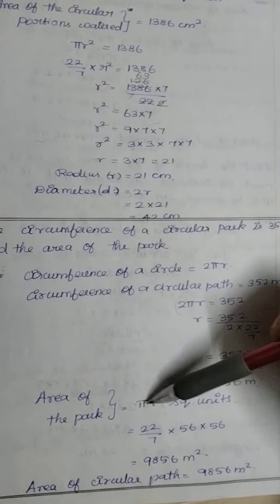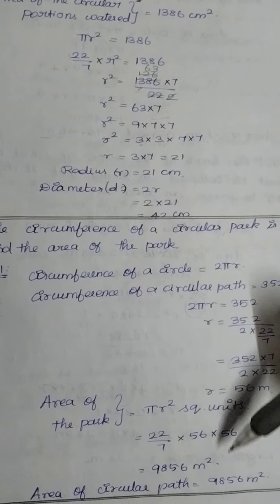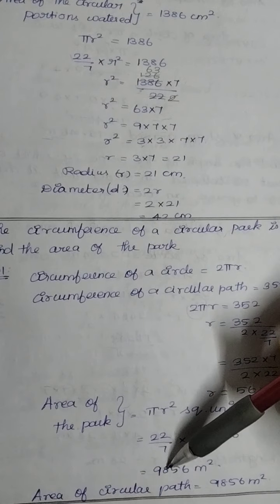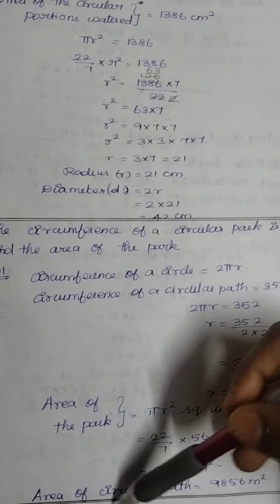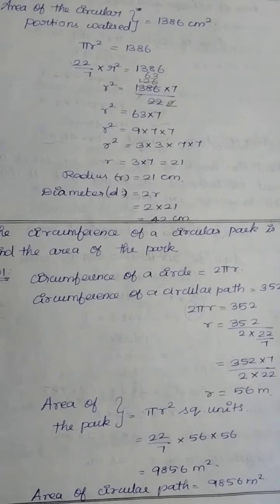Area of the park is equal to pi r square units. Then we get 22 divided by 7 into 56 into 56. Then we get the answer 9856 meter square. Area of the circular park is equal to 9856 meter square, students.